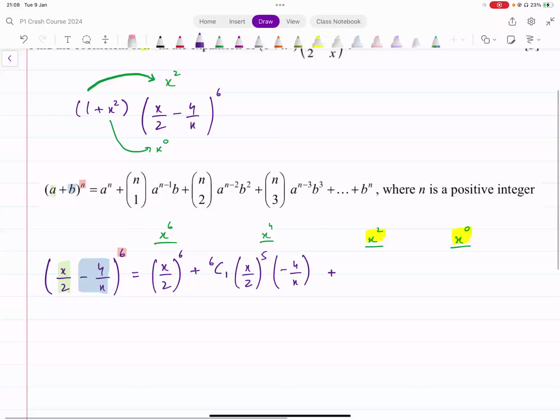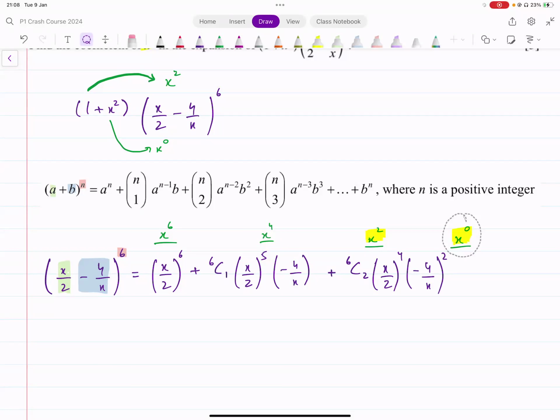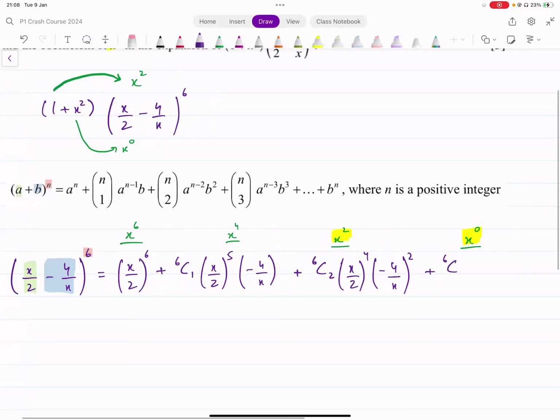The next one is going to be 6c2 into x over 2 whole raised to power 4 into minus 4 over x whole raised to power 2. Okay, that's one term that we need. Then we find the next one as well. That's 6c3 into x over 2 whole raised to power 3 into minus 4 over x whole raised to power 3. That is what we need.